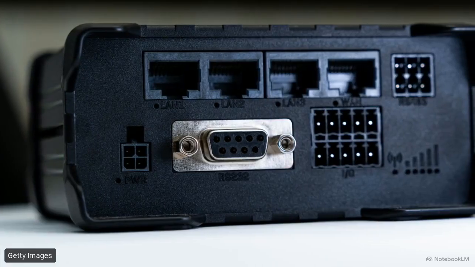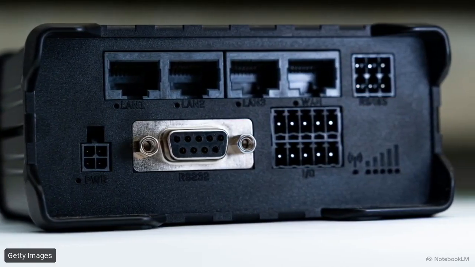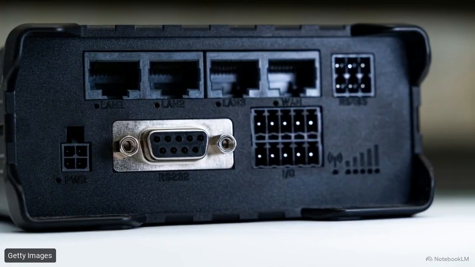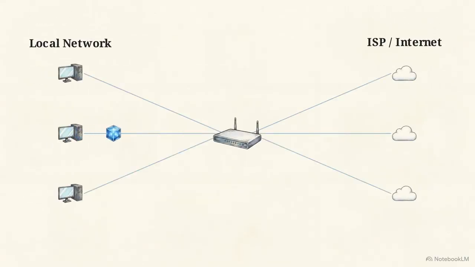These packets hit a physical choke point, the local router. Data moves through these physical ports, transitioning from your private device to the public network. The router acts as a traffic controller. It reads the destination IP addresses on your packets and forwards them toward the internet service provider.